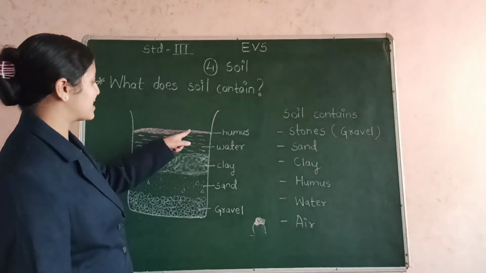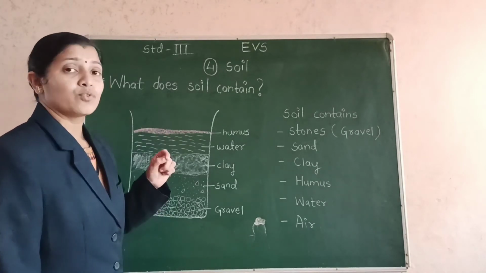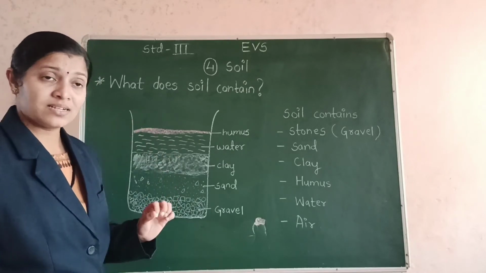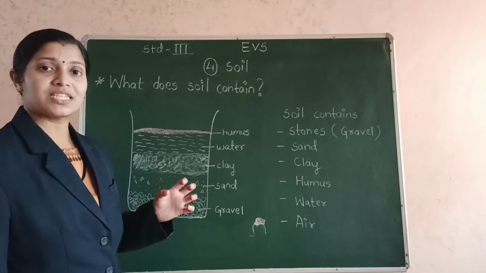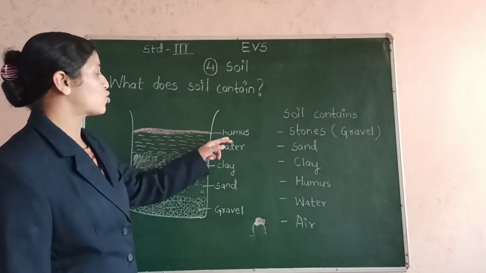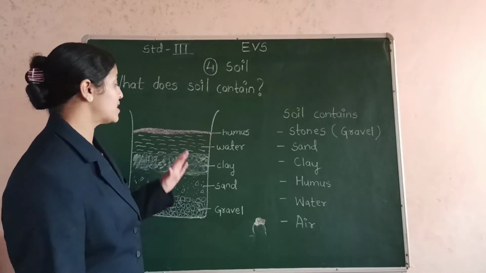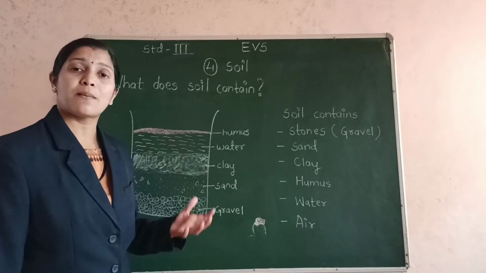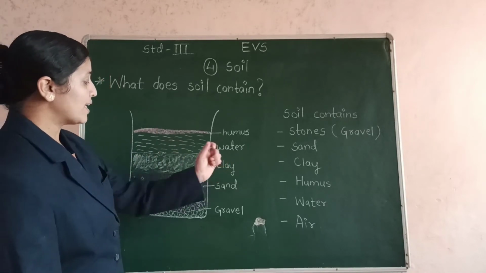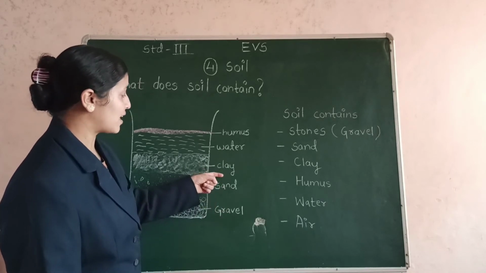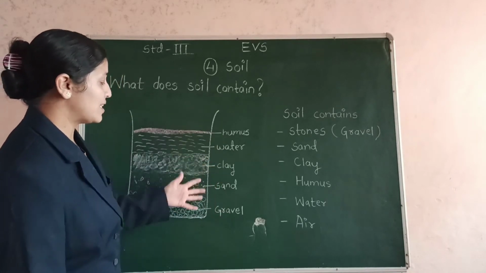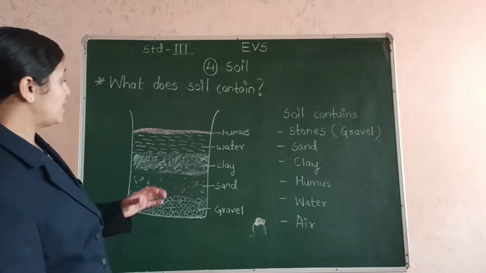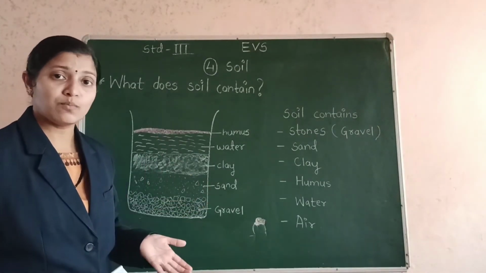This thick layer, you can see I have drawn a thick layer over here. It is a layer of, as I told you, dead animals, dead plants, leaves, twigs mixed up with water. This thick layer is called humus, and this humus makes the soil very fertile for the growing of various plants. So the soil contains gravel, sand, clay, water and humus. So these are the 5 ingredients of the soil.